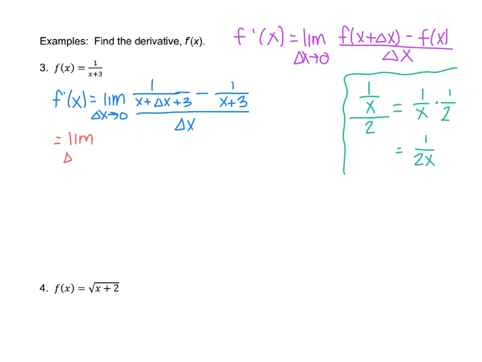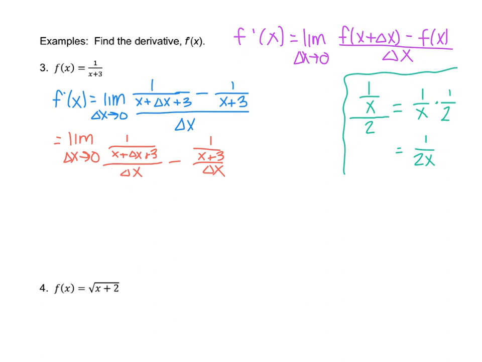So we've got the limit as delta x approaches 0. So again, first I'm taking this whole thing divided by delta x. So 1 over x plus delta x plus 3 all over delta x minus 1 over x plus 3 all over delta x. Now I'm going to apply this idea here. Instead of dividing by 2, I multiplied by 1/2. Instead of dividing by delta x, I'm going to multiply by 1 over delta x.